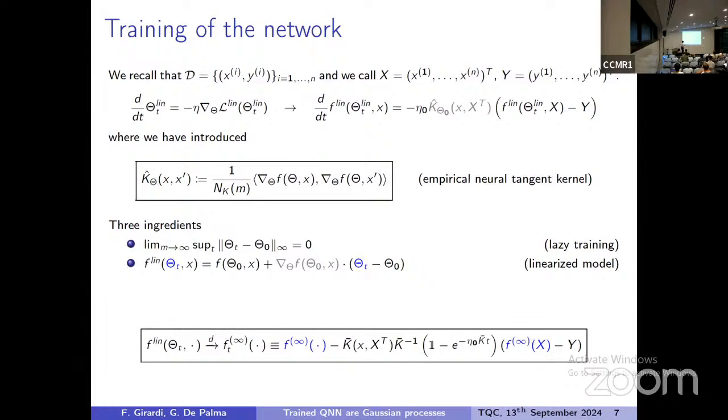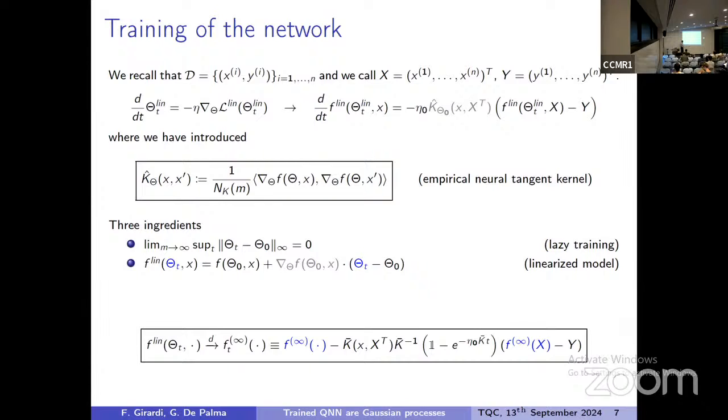Why is it interesting to study this model, which is not the original one? Well, because the differential equation for the evolution of this model becomes easy to solve. Indeed, here we don't have any more the time dependence, and therefore we can write down the explicit solution for this differential equation.